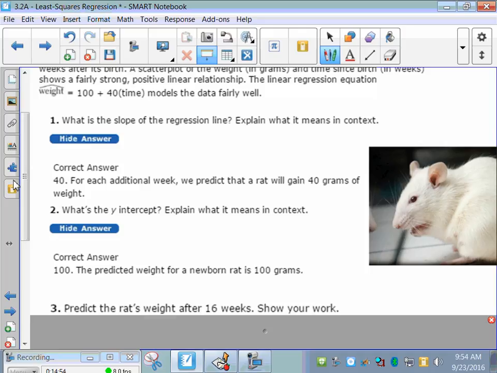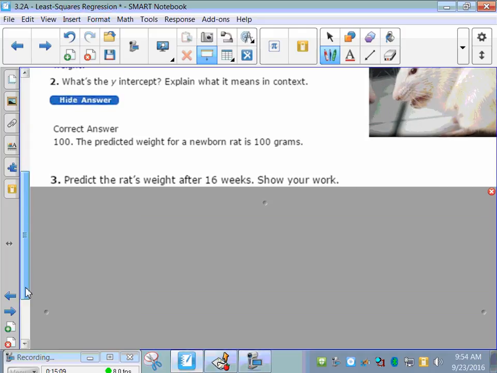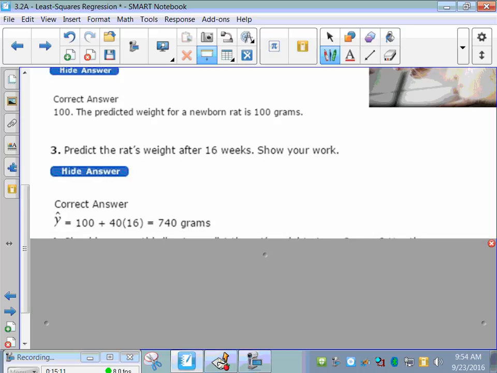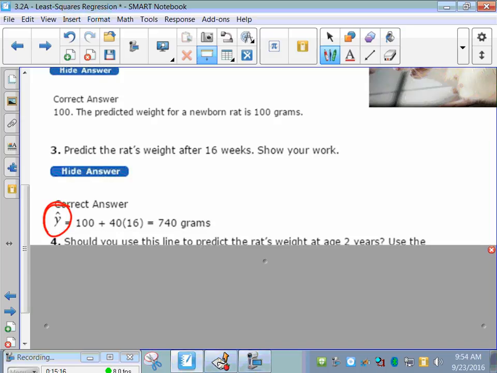You always have to say predicted. Okay, so it just is exactly. Yeah. Okay. All right, Kyle, what'd you get? Okay. So again, be sure you say y hat when you guys do these. 740 grams.